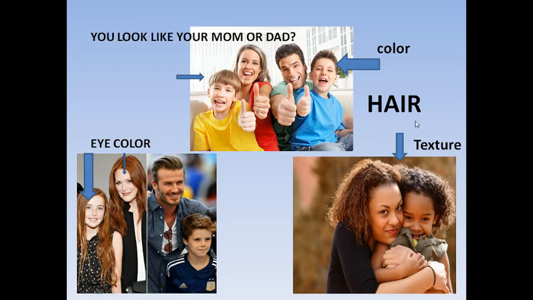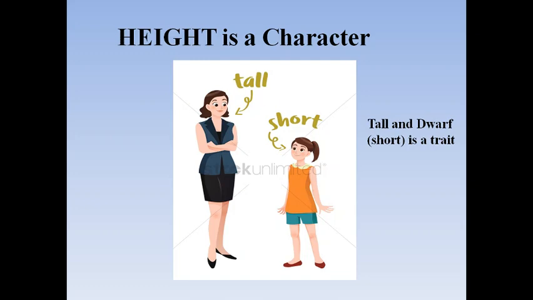Okay, see in this family, the mother and the child have curly hair. Now, what is curliness? Curliness is the texture of the hair. So, hair texture is a character, whereas the type of texture, whether the child or the mother is having straight or curly hair, these are traits. Another example is height. Height is a character, whereas the type of height, tall or short, is a trait.